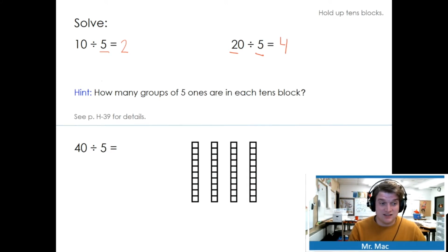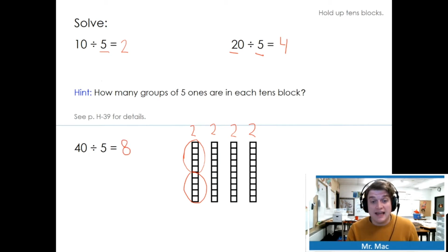40 divided by 5. Yikes, this is getting a little tricky. We know that there are 2 5s in each tens block. So there's 2 here, 2 here, 2 here, 2 here. Or I could, for example, draw my circle. 1, 2, 3, 4, 5. That's one group. That's 2 groups. And if I did that for all of them, I could add them up and find out how many groups. So we can go 1, 2, 3, 4, 5, 6, 7, 8. We know that 40 divided by 5 is 8.